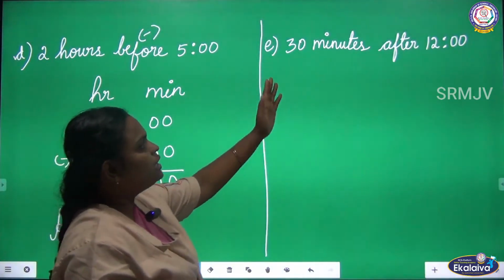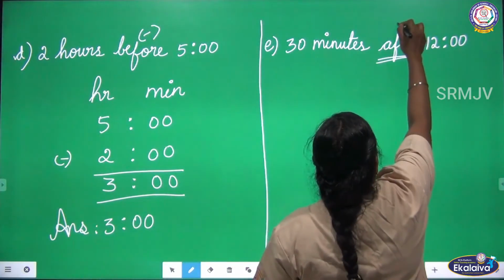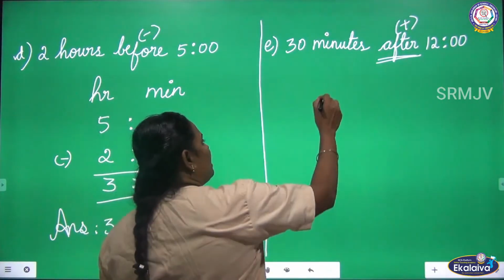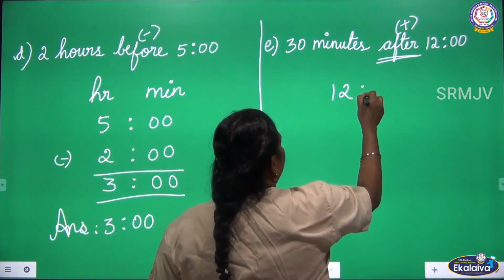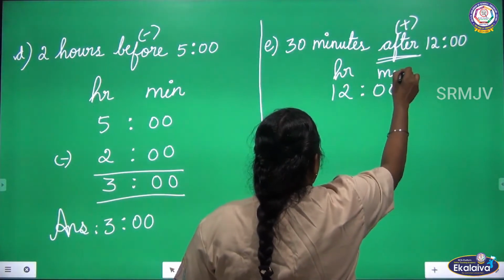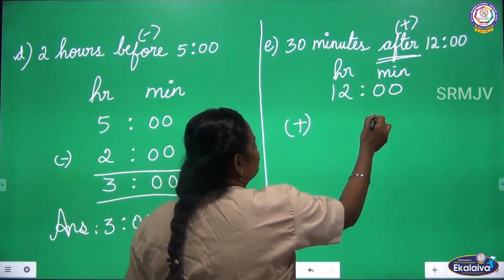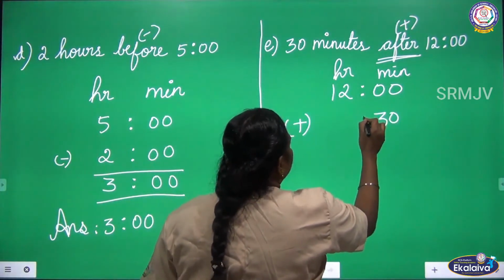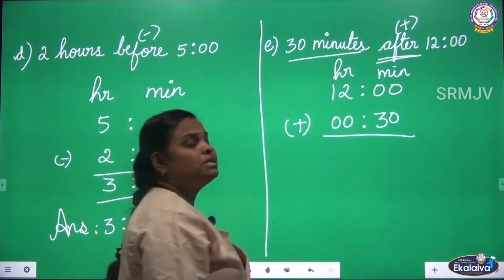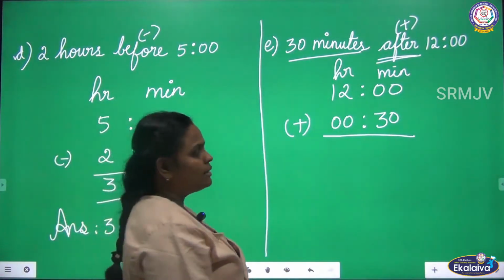Next, 30 minutes after 12. After means we are going to add. So 12 hours and then we are going to add 30 minutes. So listen children, they have given only minutes, so you have to write in the minutes. In hours you have to write 0 because they have given 30 minutes after. So in the minutes column you can write 30, hours column you can write 0.